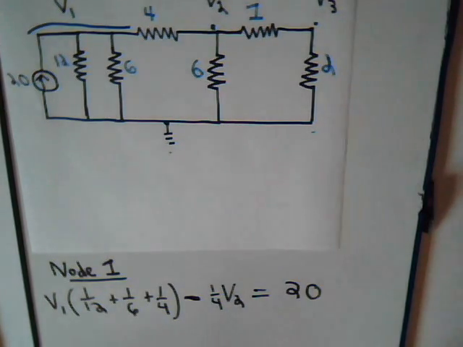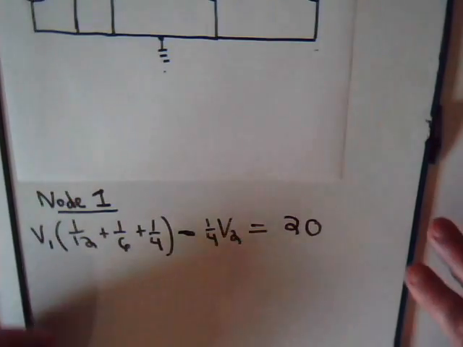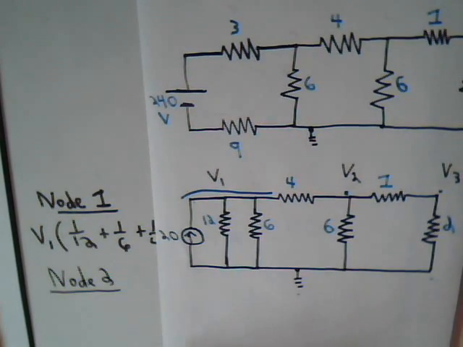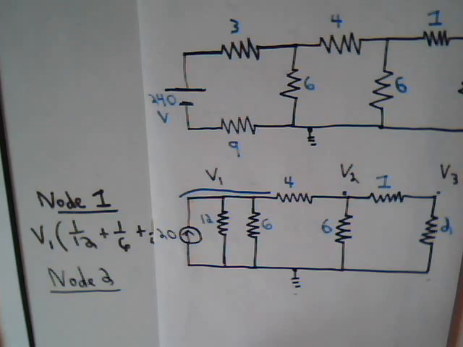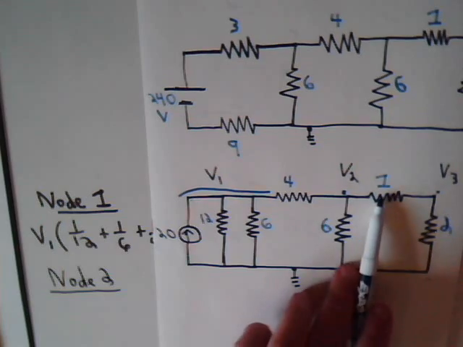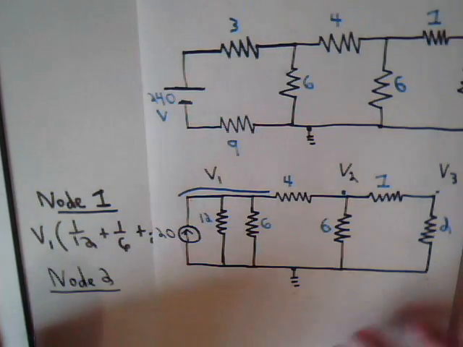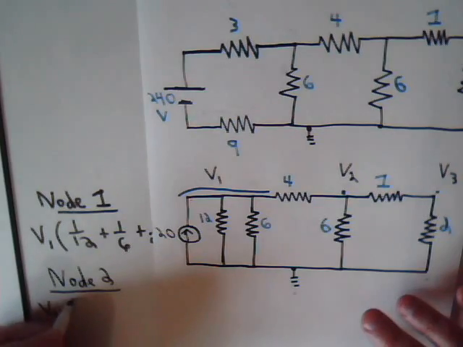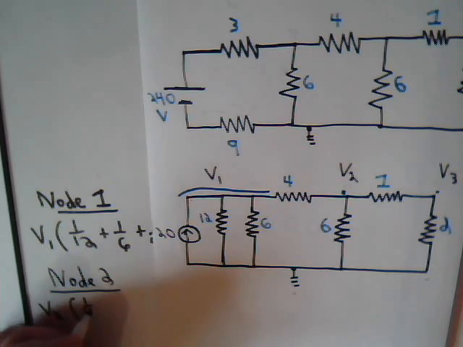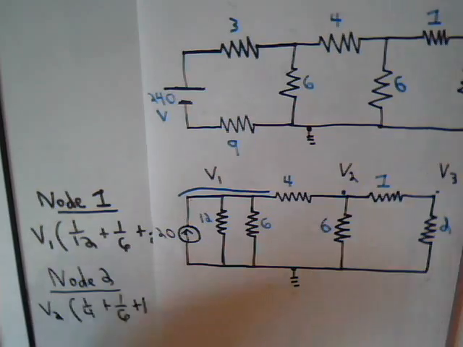Now let's move on to node 2. I may have to temporarily put the circuit out of sight. Let's see, can we look at it like this? Okay, node 2, we are going to have V2 times 1 over 4 plus 1 over 6 plus 1 over 1. So V2 times 1 over 4 plus 1 over 6 plus 1.